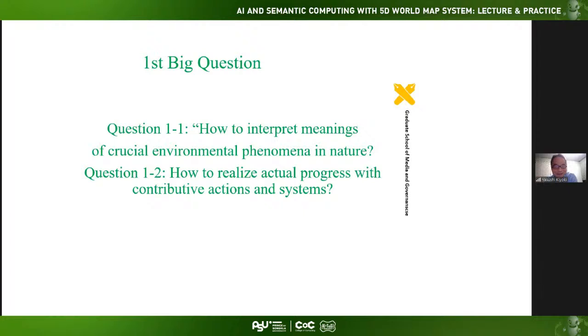How to interpret the meaning of the crucial environmental phenomena in nature? And automatic interpretation, this is the question. Image processing or sensor data analysis can be utilized to interpret meanings, but it's not so easy to interpret the meanings about the damage to nature. Plastic garbage, humans understand, but the system cannot understand yet. And how to realize actual progress with collaborative action, contributive action and systems.